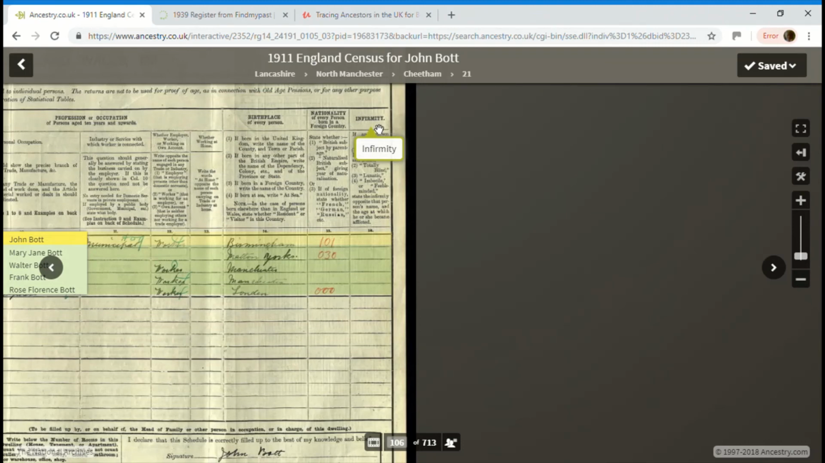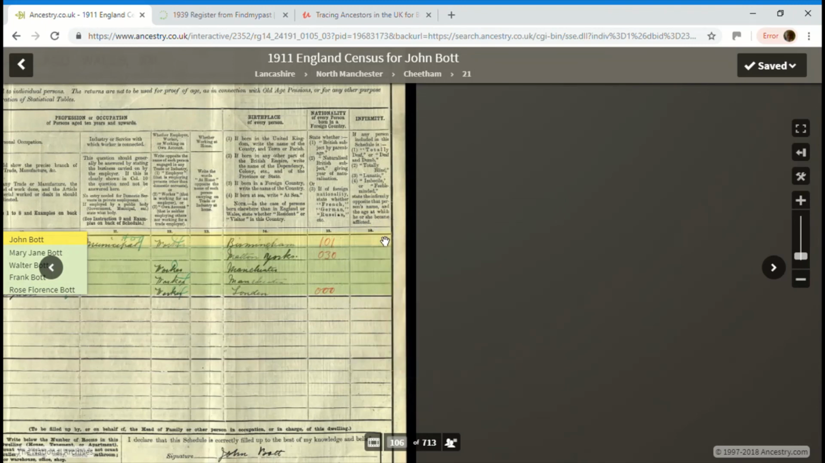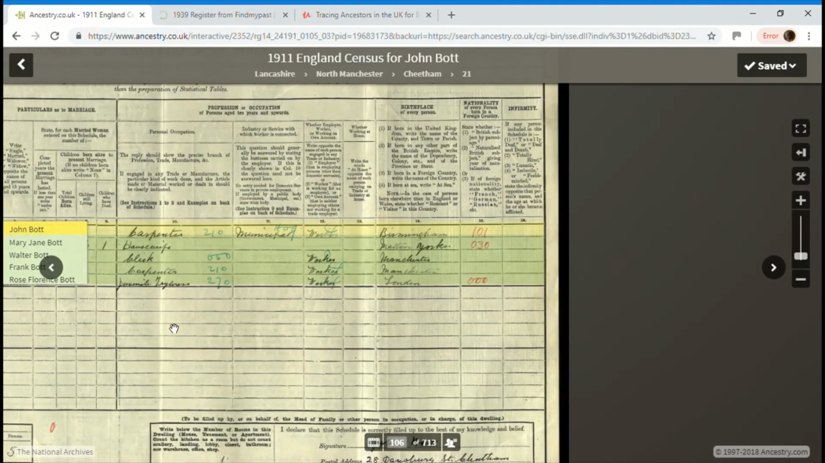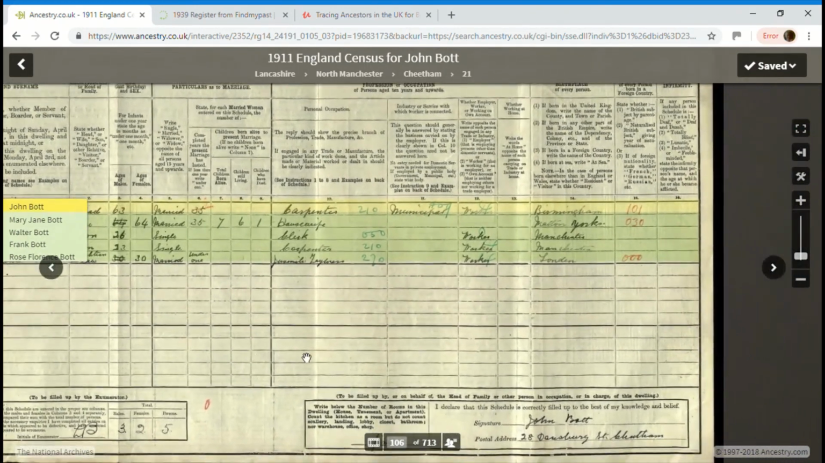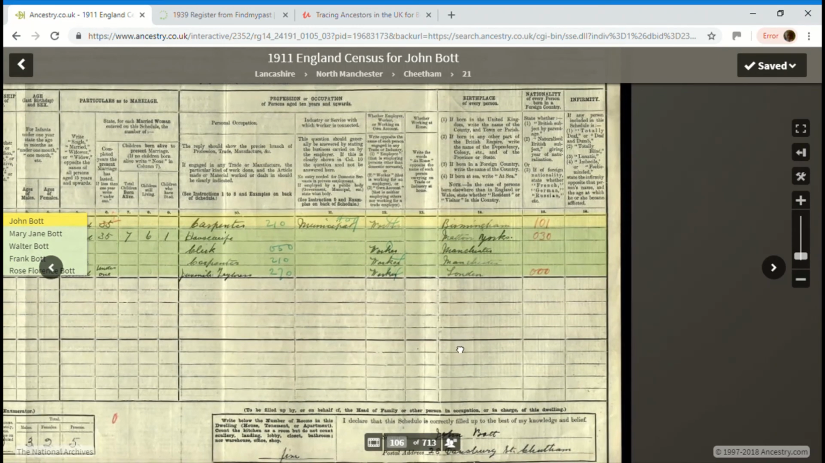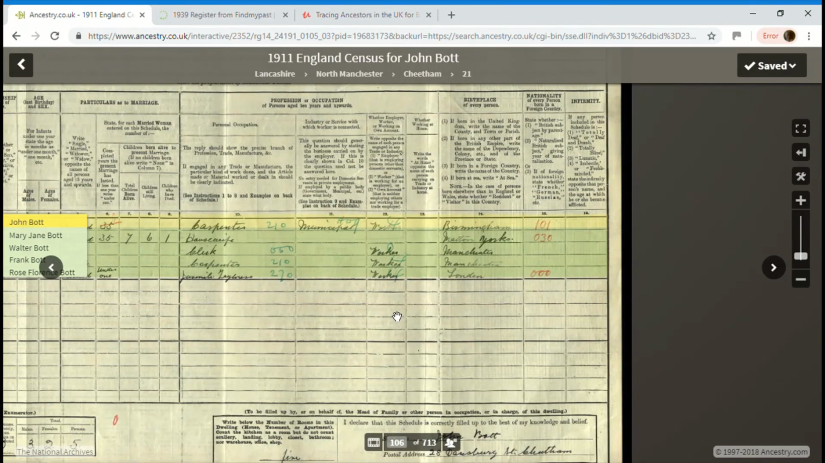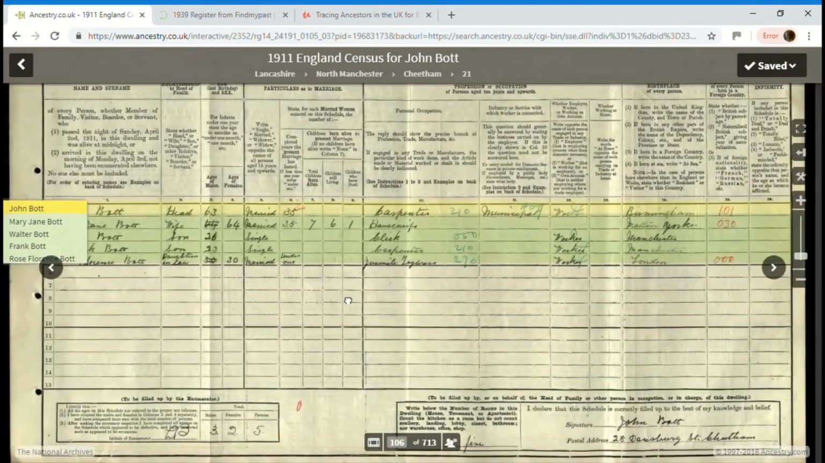And a final column, infirmity. Usually if somebody is blind or deaf, but also this horrible phrase is lunatic or imbecile, which we now think of as quite non-PC, but of course different times. Back in the Victorian times, that covered a wide range of things that we would now call special needs or psychological disorders or what have you. But yeah, so don't be too alarmed if you find anything in there.